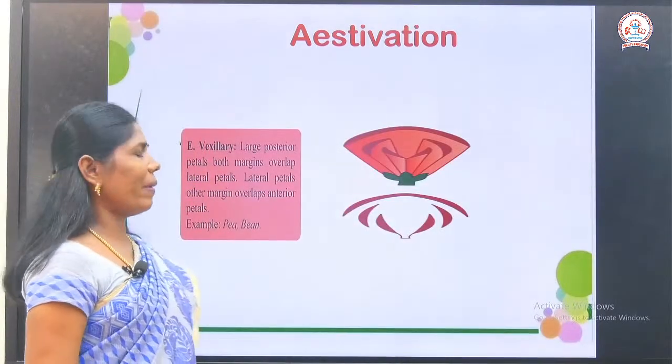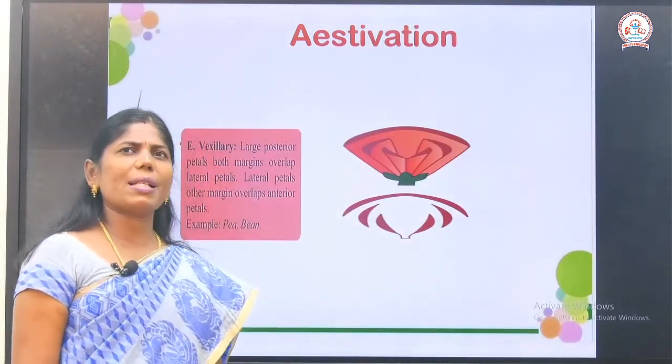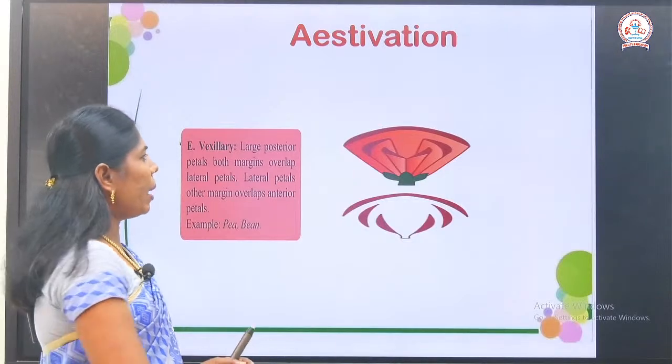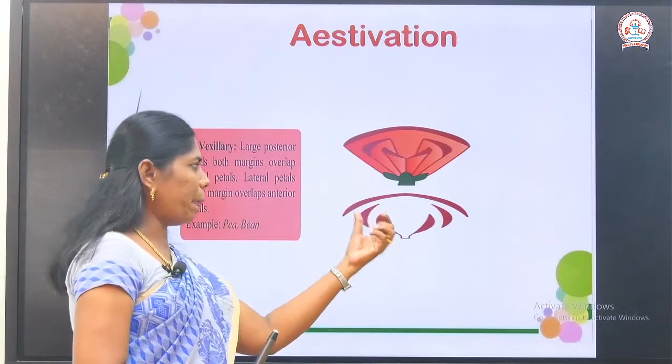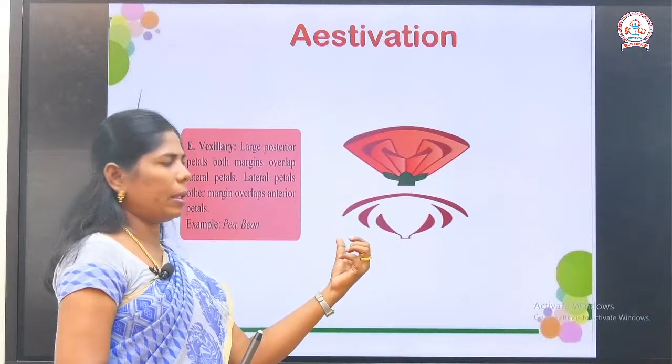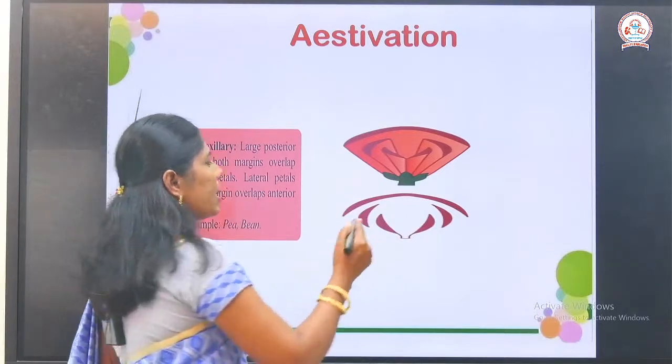The next one is vexillary aestivation. Vexillary aestivation means the arrangement of the sepals and petals is different: the first is interior, and this is the exterior here.